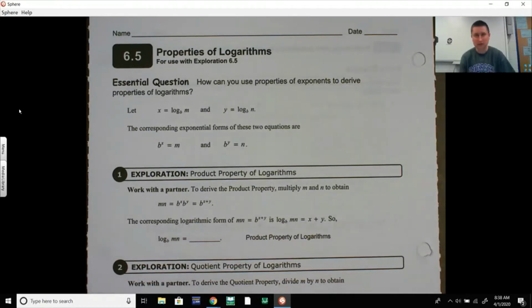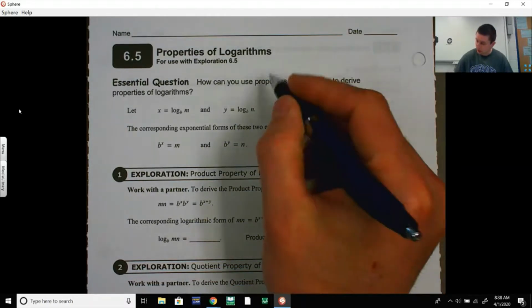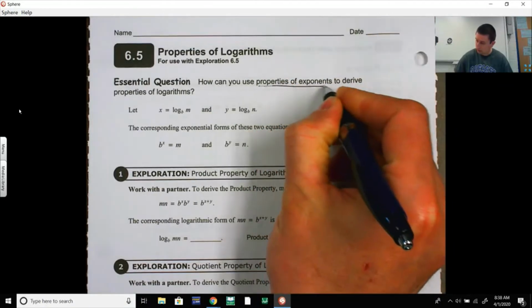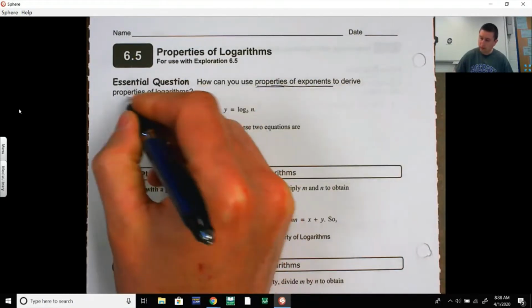So this is for section 5 of chapter 6. These are the properties of logarithms. There's going to be 4 main thoughts that we're going to work through on here. And so we're going to get started, jump right in. So these are going to be the properties. We're going to have the properties of exponents, we'll look at those, and then we're going to have the properties of logarithms.